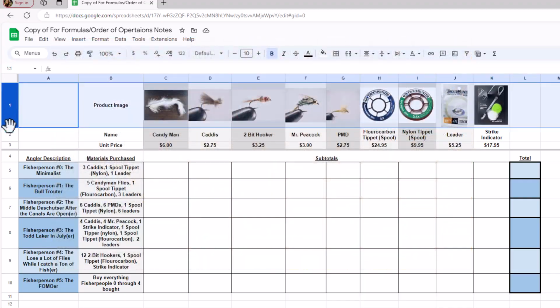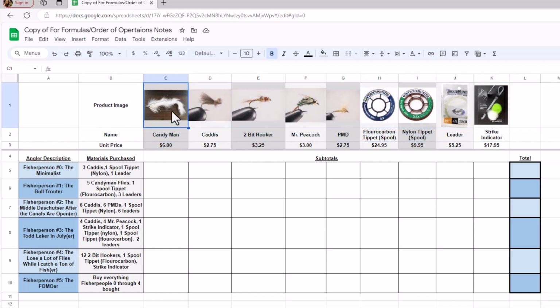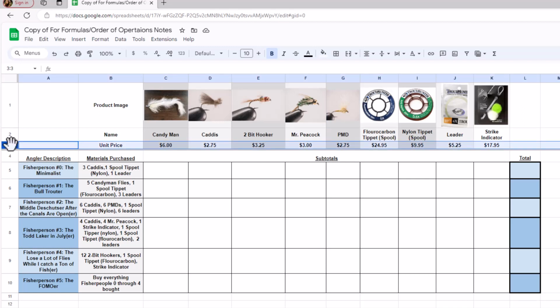Under row 1 is row 2, where you have the names of these things. For example, the Candyman, that's a bull trout fly. The caddis is one of my absolute favorite flies in Central Oregon throughout a good chunk of the year. Pale Morning Dun is another wonderful one. Sorry, I could pontificate on fly fishing for hours. Under that is the unit price, the price per. $6 per Candyman fly, $2.75 per caddis, and so forth. A strike indicator way over there at the right costs $17.95.